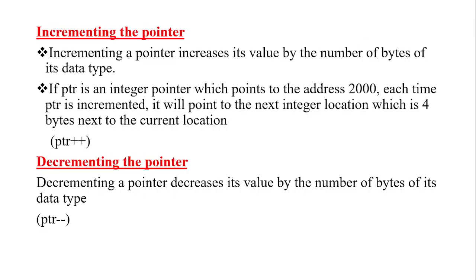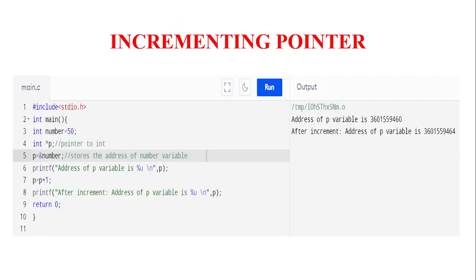Incrementing the pointer: incrementing a pointer increases its value by the number of bytes of its data type. So if ptr is an integer pointer which points to the address 2000, each time ptr is incremented, it will point to the next integer location, which is 4 bytes next to the current location. Now decrementing the pointer: decrementing a pointer decreases its value by the number of bytes of its data type.